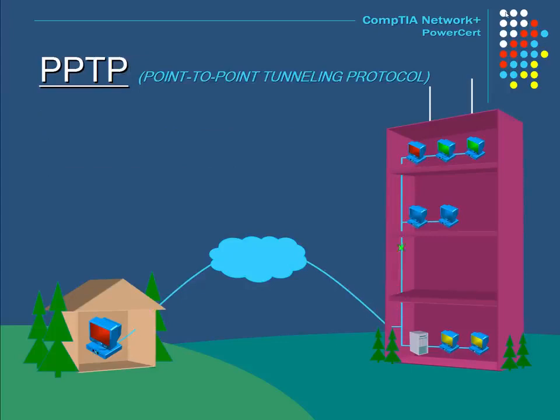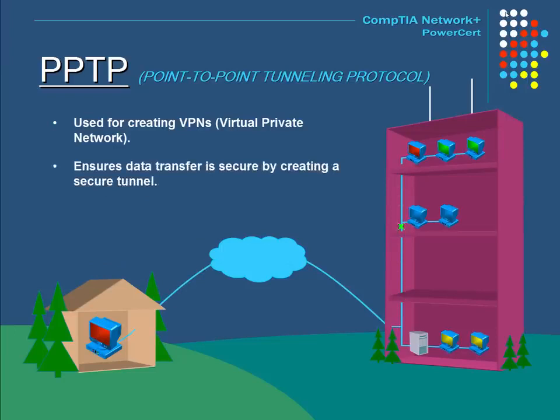This is called point-to-point tunneling protocol, and this technology is used for creating virtual private networks, or VPNs. In fact, this is the default protocol associated with VPNs. This ensures that the transfer of data between one device to another is secure by creating a secure tunnel between the 2 points.